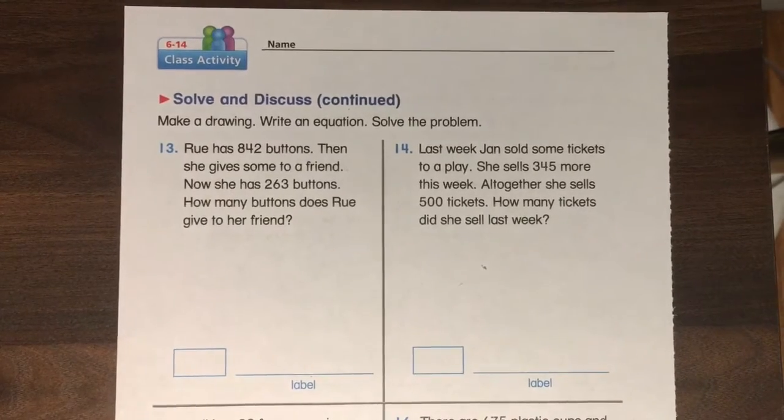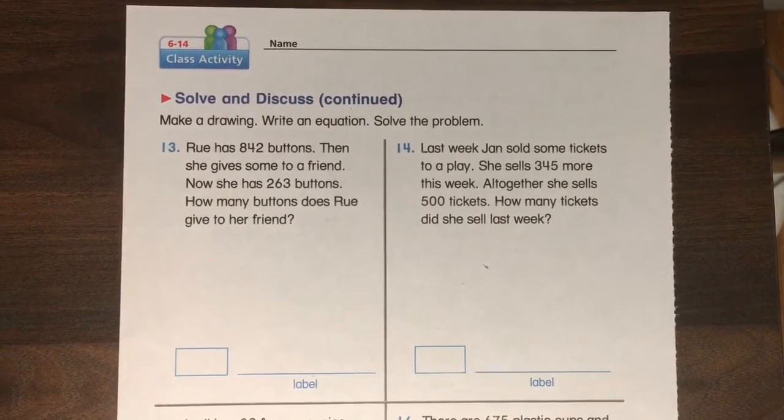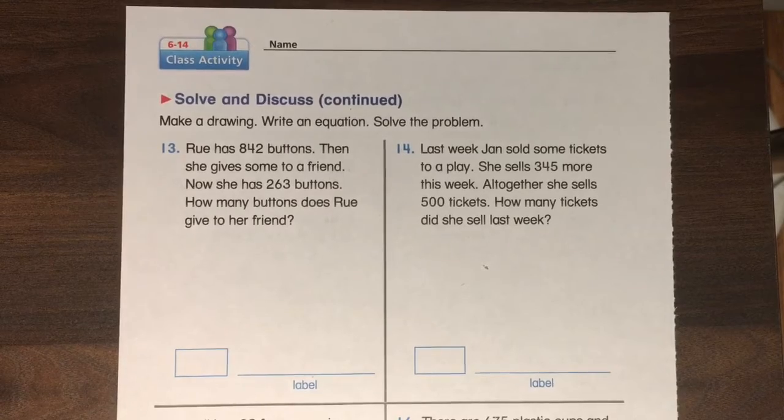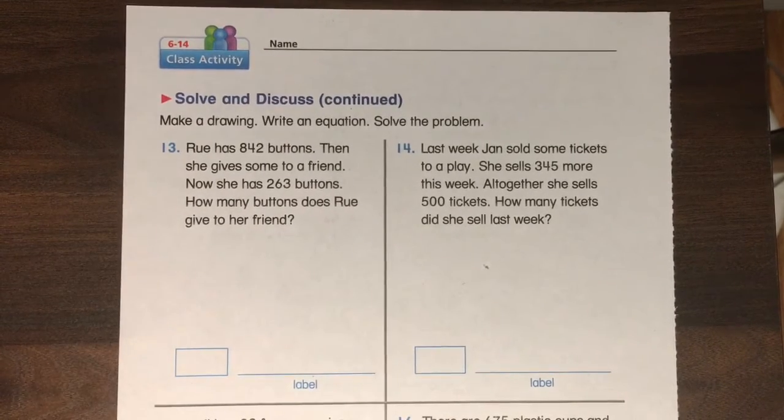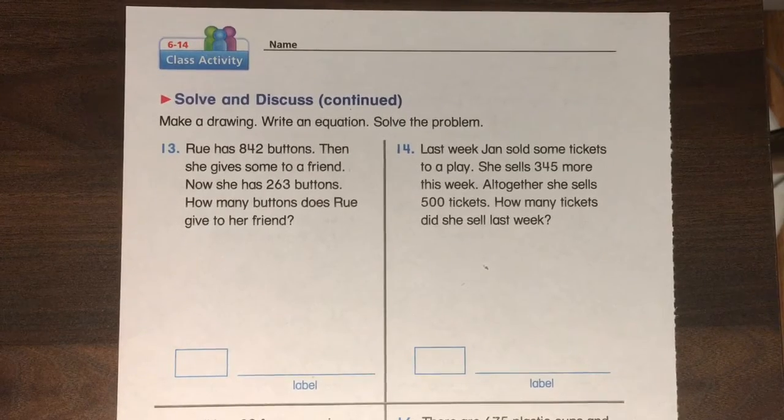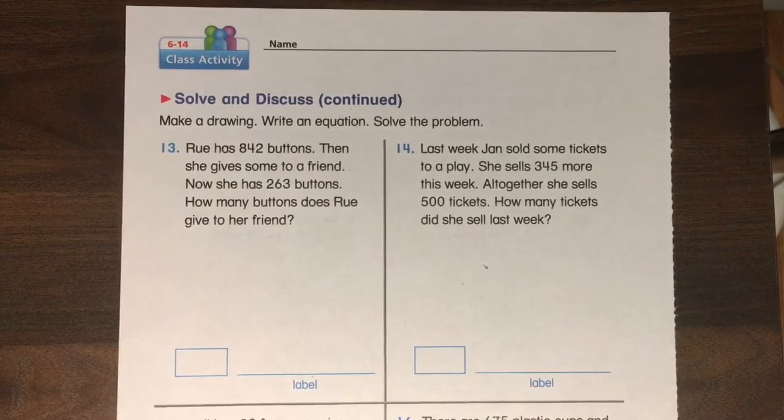Okay, so today we're looking at the second page of 614, and we're going to conduct this the same way we did last page. We'll do a couple together, and then you'll complete them on your own. So let's do 13. Rue has 842 buttons, then she gives some to a friend. Now she has 263 buttons.